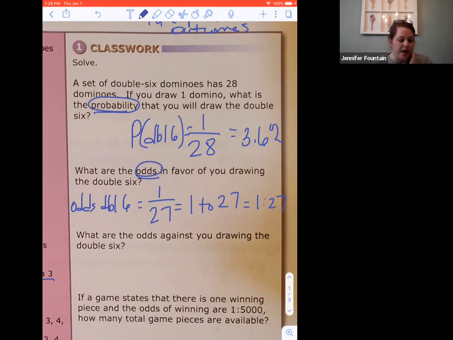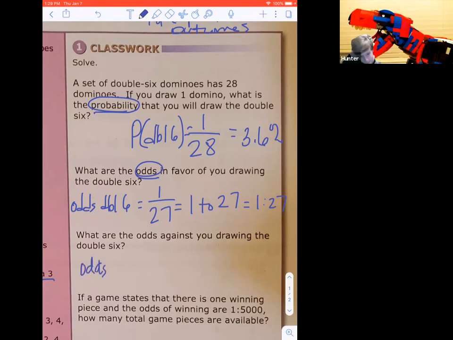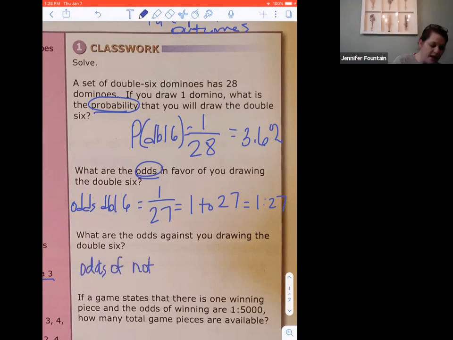Now it says, what are the odds against you drawing the double six? So if I know that I have one chance of drawing a double six, how many chances do I have of not getting a double six? I'd have 27, right? So odds of not double six. So if I have a total of 28 dominoes and there's only one double six, then I've got 27 other dominoes that I could draw.